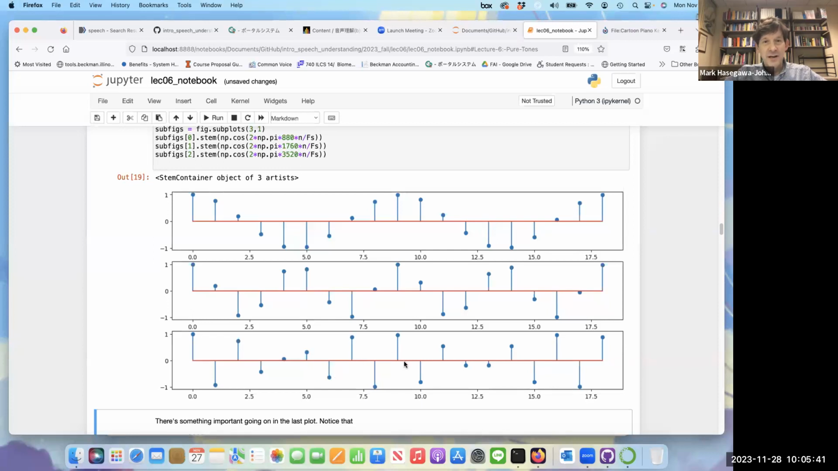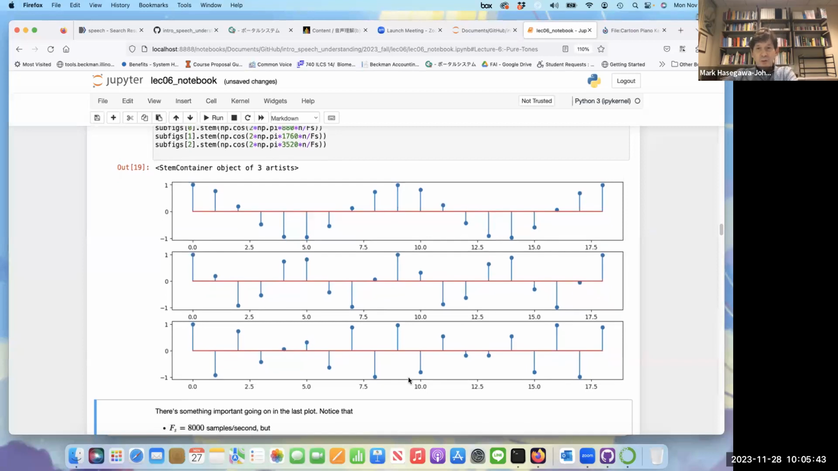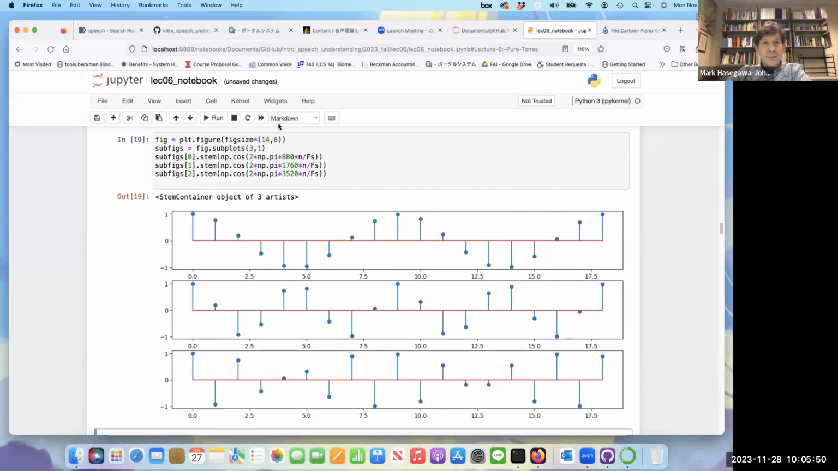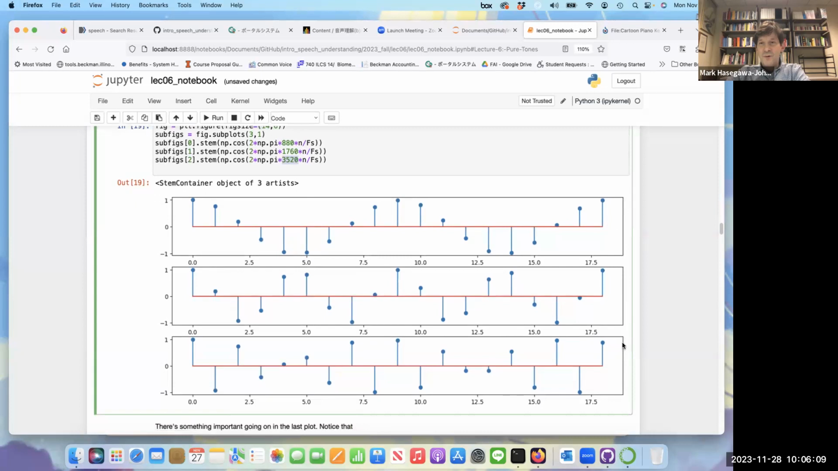Actually, this is very strange. It looks like it might be more than 4 complete cycles. It's very hard to understand. Let's see, 1, 2, 3, 4. Oh, I see, because I've multiplied. 880 has 2 cycles. 1760 has 4 cycles, 1, 2, 3, 4, and 3520 has 8 cycles, 1, 2, 3, 4, 5, 6, 7, 8. There we go, 8 complete cycles. 2, 4, 8.